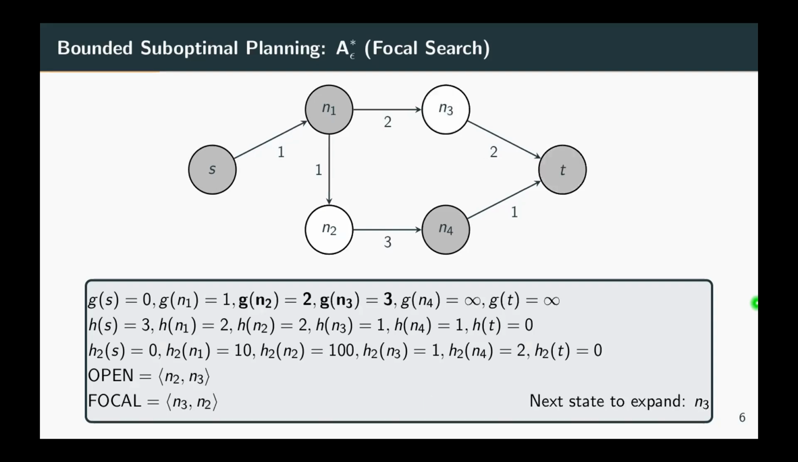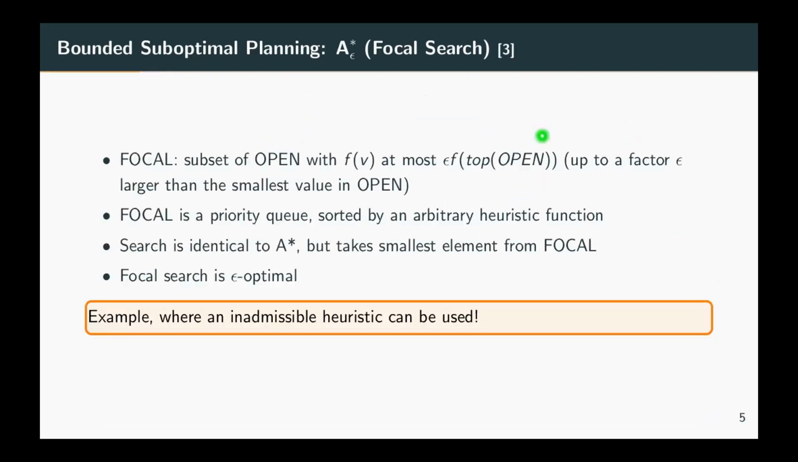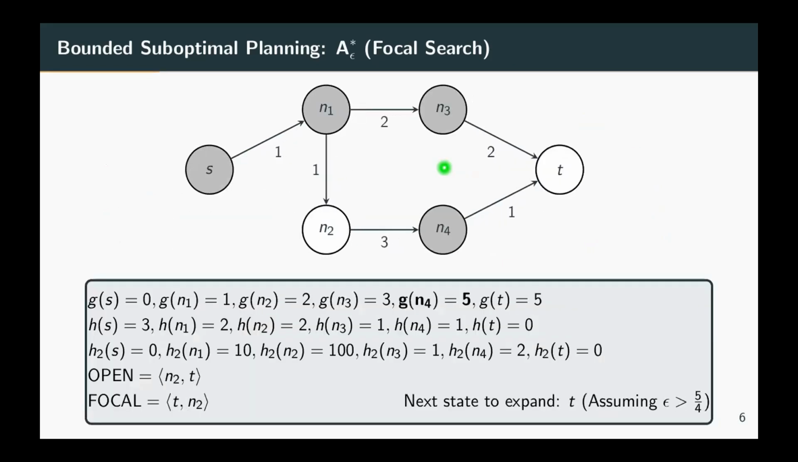So basically, the definition of the focal list is that it has all the entries that are at most epsilon times the smallest value of f. So here, the smallest value of f was the f value of n2, and the f value of n2 was 4. So if I put 5 fourths times 4, it makes 5. So then we would include all the elements that have a cost that is at most 5.